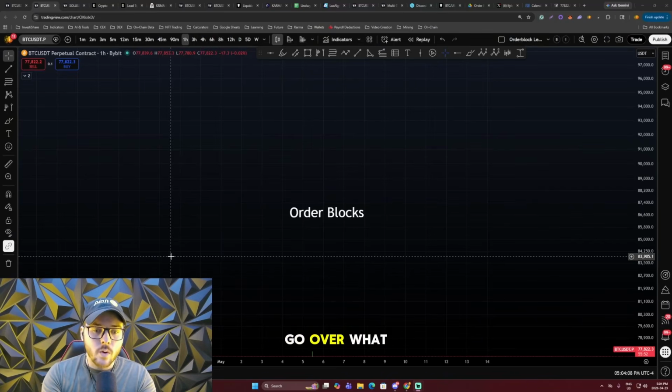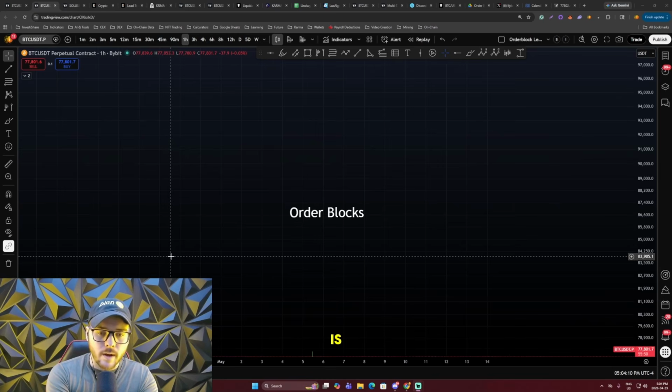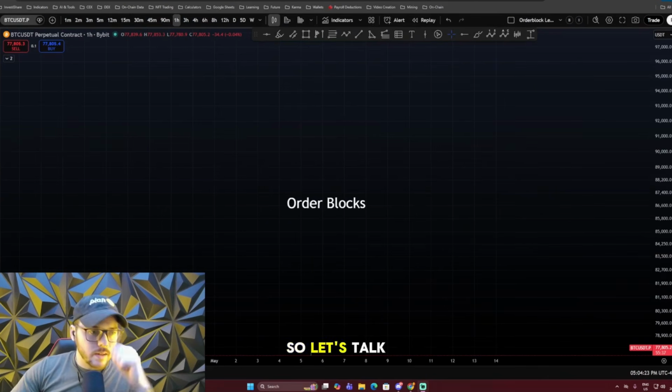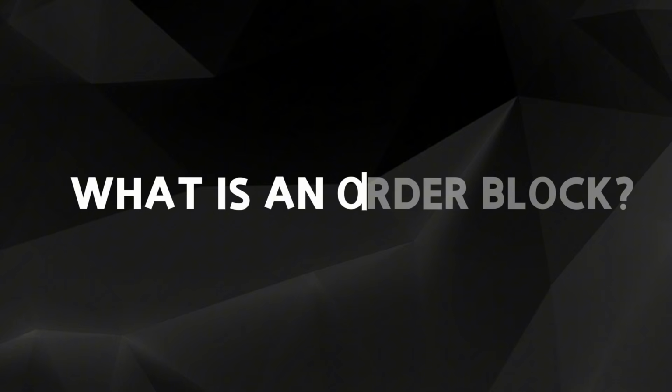I'm going to quickly go over what an order block is, how you can identify them really quickly on your charts, because once you see them, you can't really unsee them. And we're going to go over how you can apply them to your trading. So let's talk about first what an order block is.